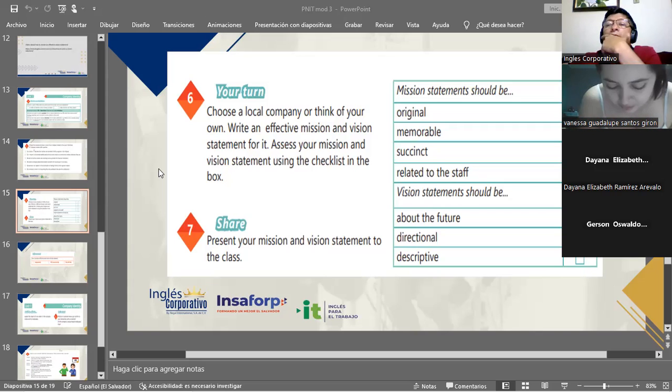Y en inglés sería, we are a solid financial group that generates truth.